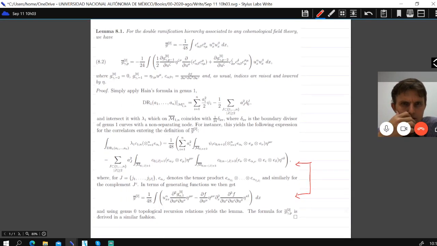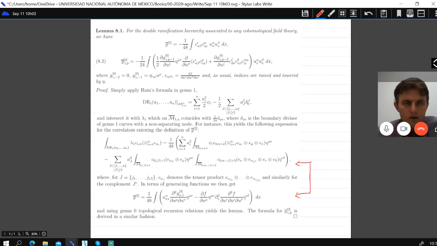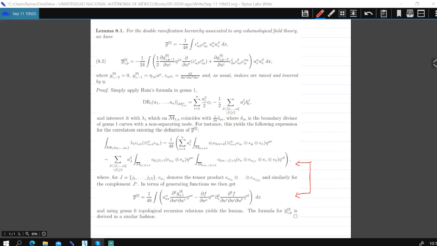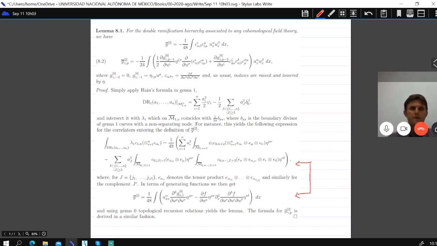This is lemma 8.1. Okay, let us do this computation.